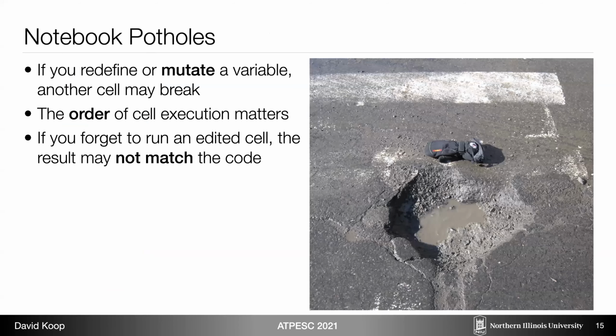And then another piece that you may have run into if you've done work with notebooks, specifically in Jupyter and the Python environment, is that sometimes when you're redefining or mutating a variable in one cell, that may break things in another cell. If you execute some of this stuff out of order, that can cause issues as well. Or maybe you edited something but forgot to run that code before you ran another cell. You can get yourself into strange situations where what you think should happen doesn't actually happen.